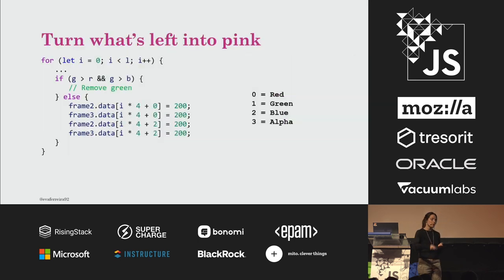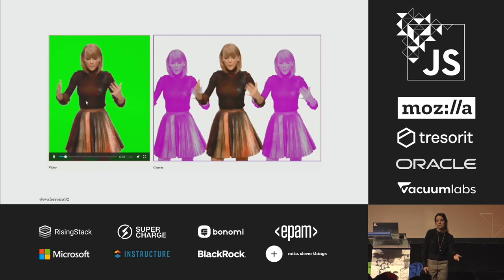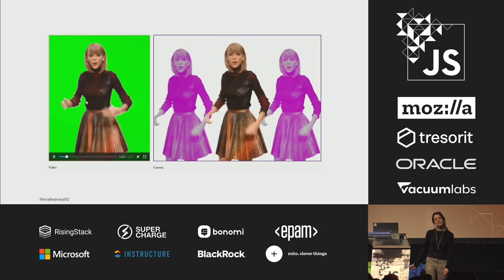So if what is left is not a green pixel, what we are going to do is grab the zero value and the number two value. And the zero value and the number two are the information from the red and the blue. So if you put a high value of red and a high value of blue, what you get is kind of pink. So high red plus high blue give us pink in the second Taylor Swift and in the third Taylor Swift. So you get something like this, which is Taylor Swift dancing and pink Taylor Swifts on the sides.